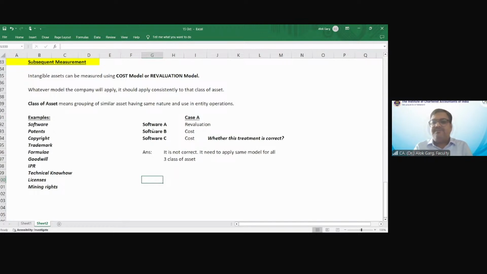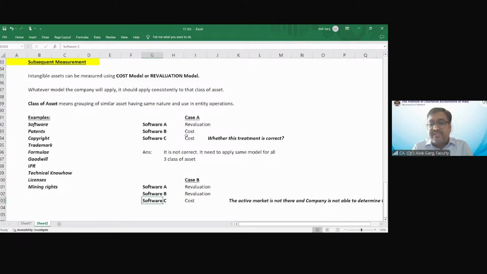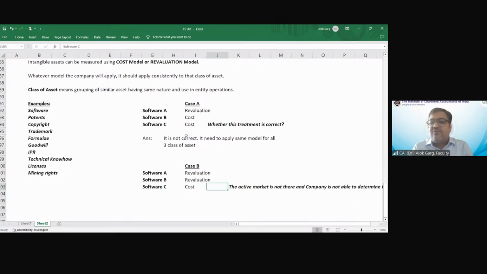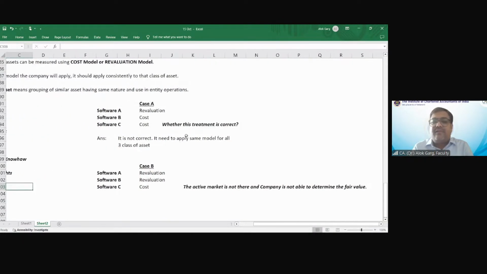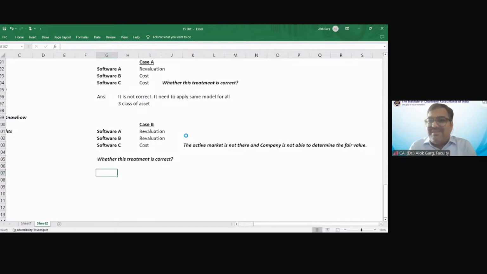Second example. The company is applying the revaluation model for software A and B, and the cost model for software C. Why? Because the active market is not there and the company is not able to determine the fair value of software C. Tell me whether this treatment is correct. No, sir. This is a different concept in Ind AS 38. Friends, intangible asset is different from tangible asset, right?